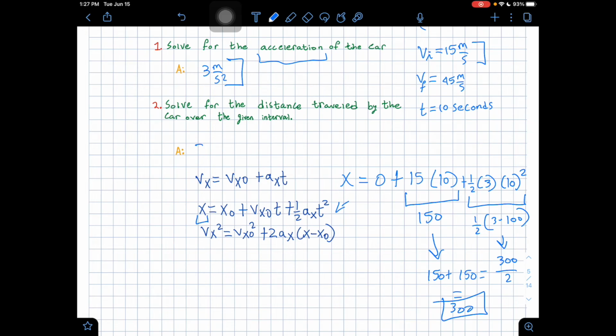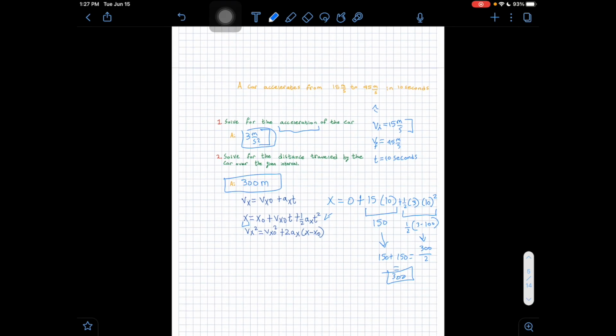So our answer for number 2 is 300 meters. Again, your units, such as meters, meters per second squared, meters per second, and seconds, are very crucial when stating your answer and doing your work. So those are our 2 answers for this review for part 5.